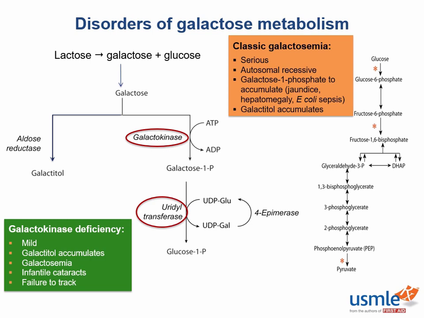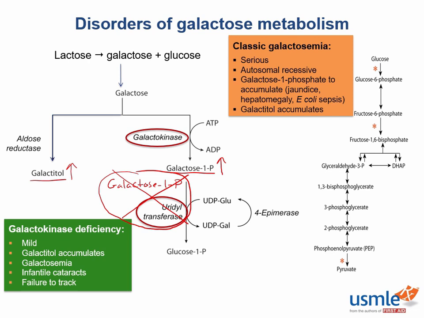Now classic galactosemia is a more serious autosomal recessive deficiency of galactose 1-phosphate uridyltransferase. A deficiency in galactose 1-phosphate uridyltransferase causes galactose 1-phosphate as well as galactitol to accumulate inside of cells, causing some of the same effects as galactokinase deficiency. Some of the effects you can see here are infantile cataracts as well as some new signs due to galactose 1-phosphate accumulation, and these include jaundice, hepatomegaly, and sepsis in neonates, particularly with E. coli.